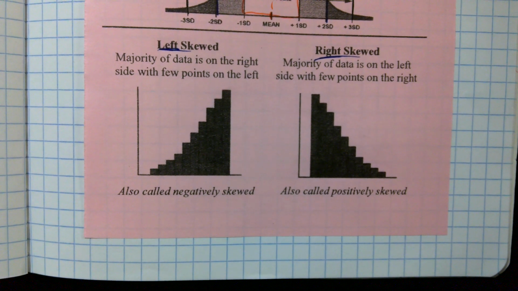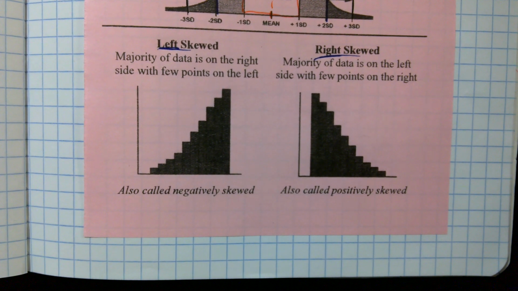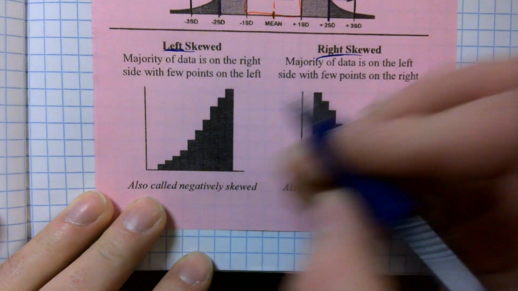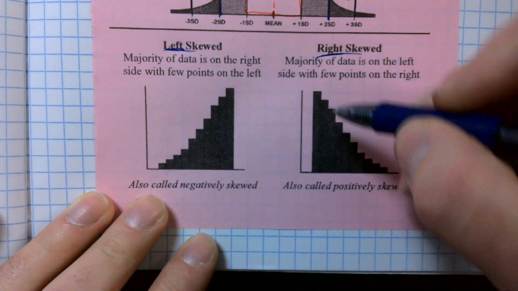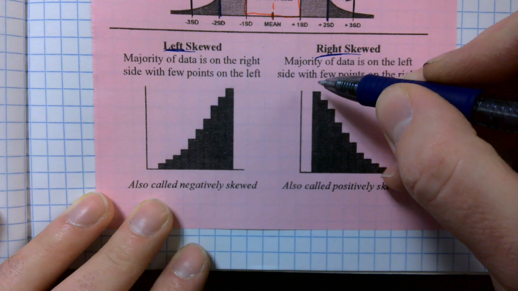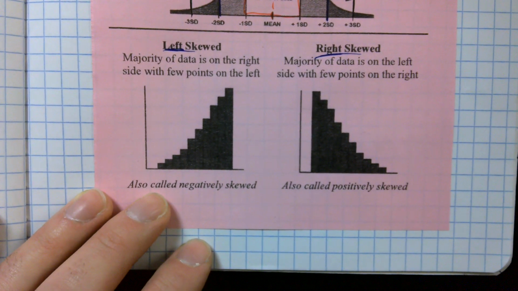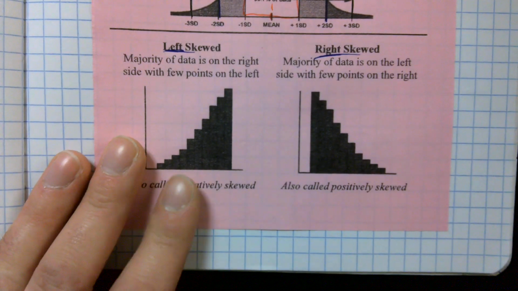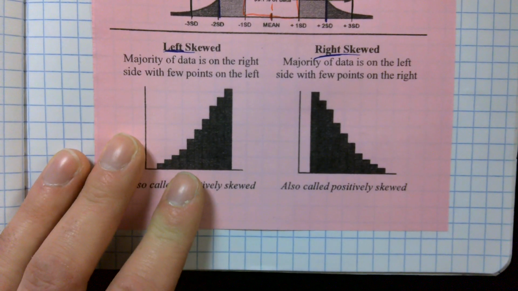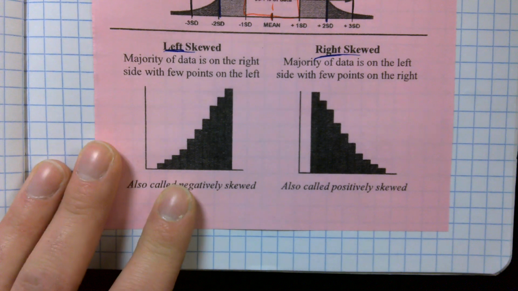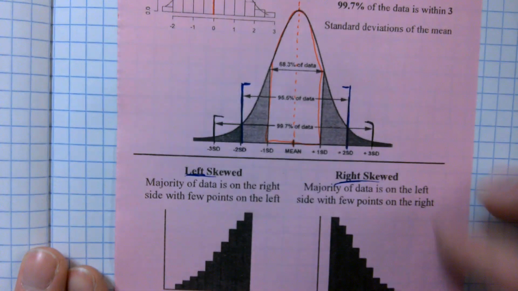So if I see all my data waving up to the right, it's actually left skewed. And if I see all my data getting waved up to the left, it's actually right skewed, is what we call that. All right, and if we put those both together, boom, look at that. We get the little normal curve.